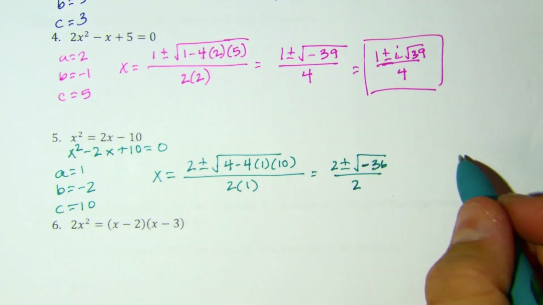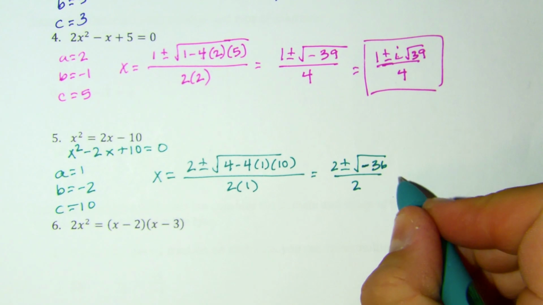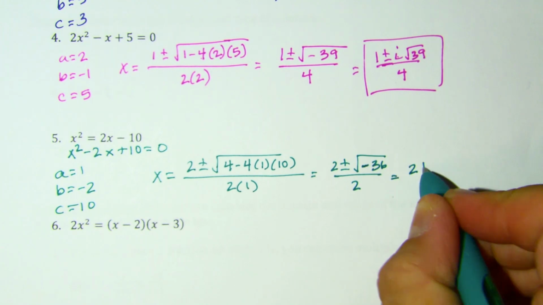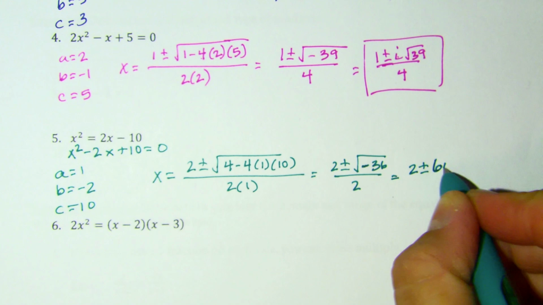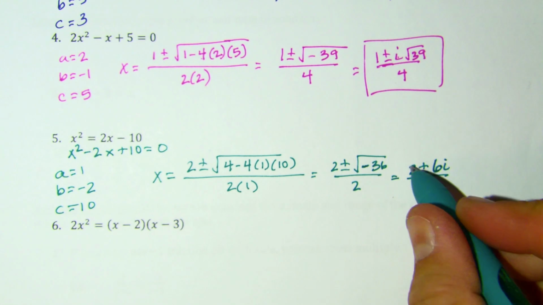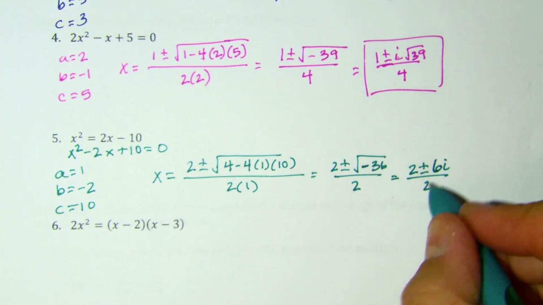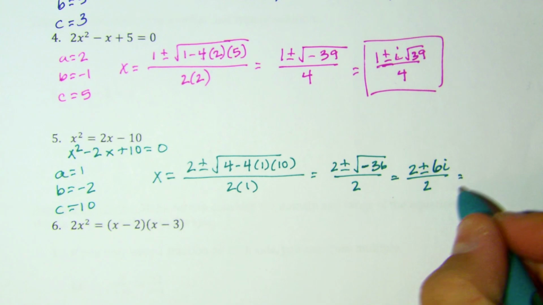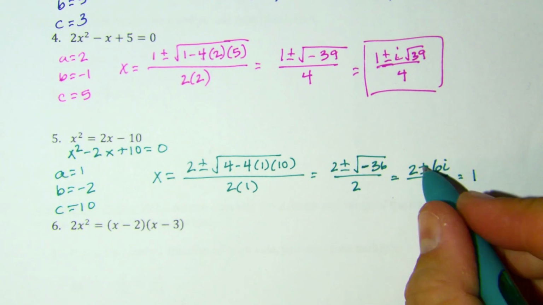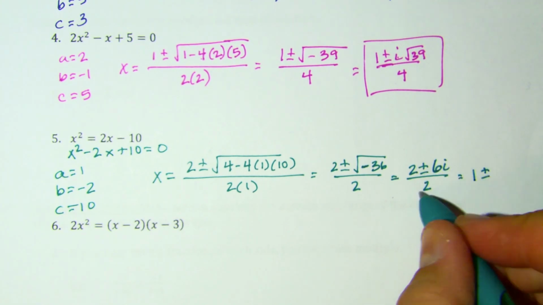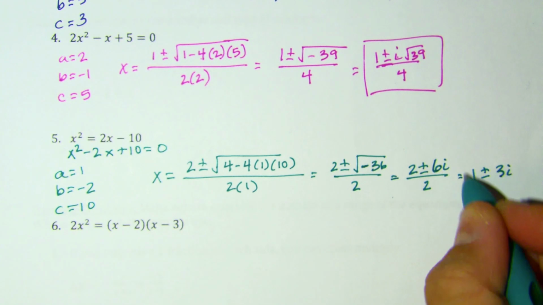Well, that negative means I'm going to have an i, and the square root of 36 is 6. So 2 plus or minus 6i over 2. I can reduce that fraction there, and it has to reduce with all three here. So that becomes 2 over 2 is 1 plus or minus 6i over 2 is 3i.